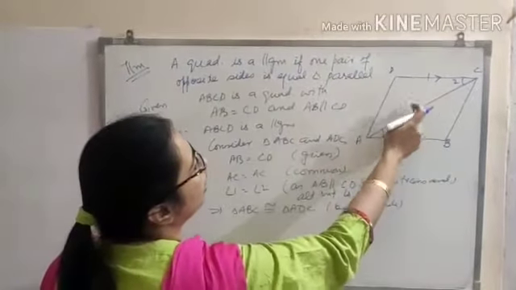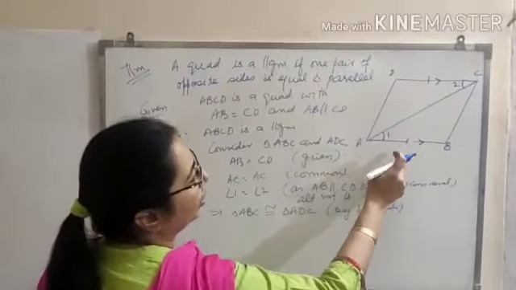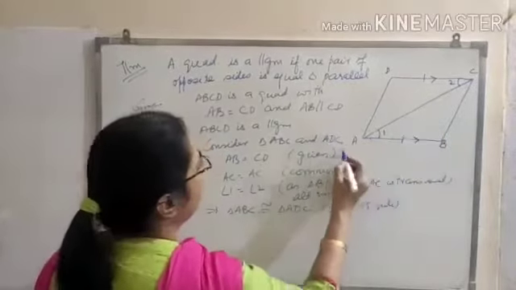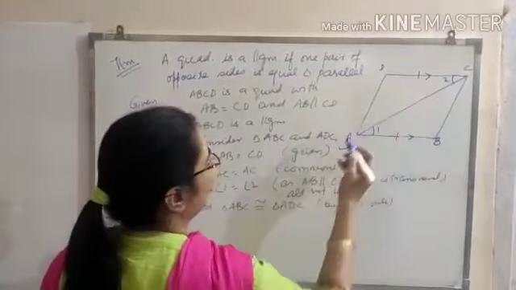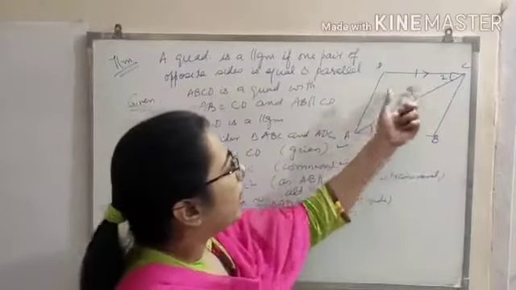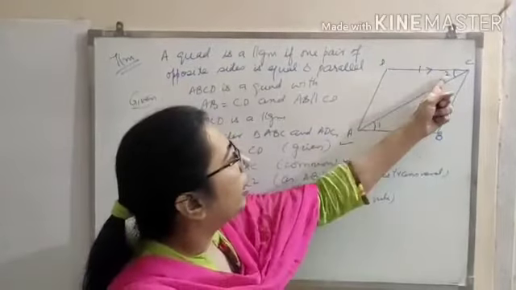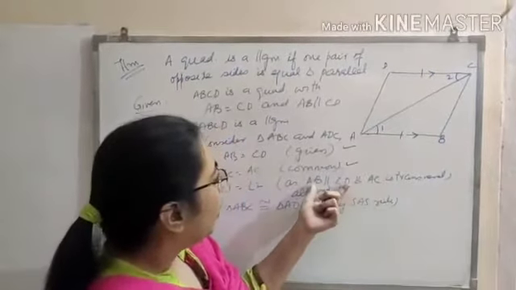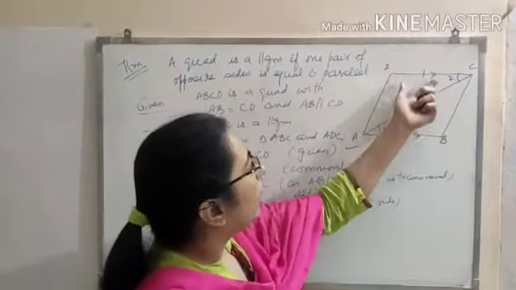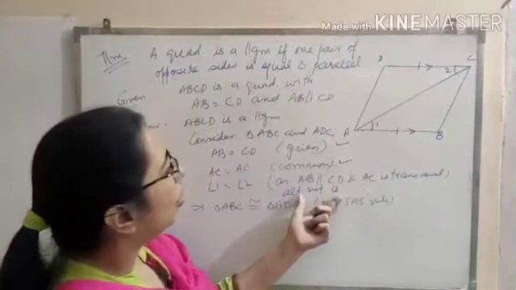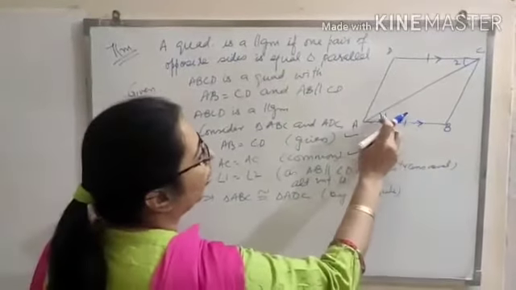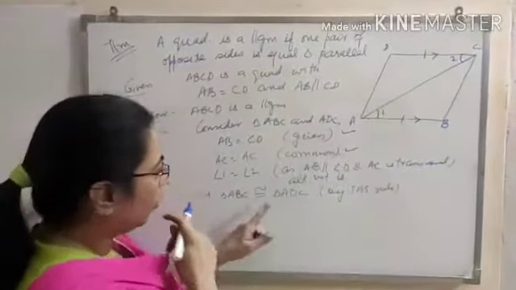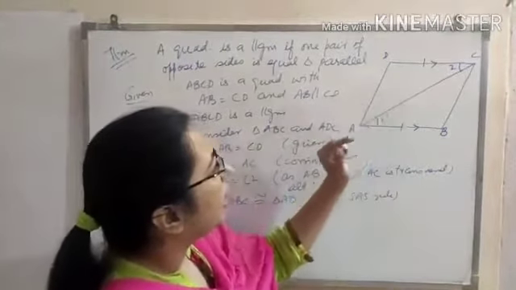Now again we will consider two triangles and prove that they are congruent. AB is equal to CD, given to you. AC is common, and angle 1 is equal to angle 2, because when these two lines are parallel, alternate interior angles are formed. You will write the parallel lines and transversal: AB parallel to CD and AC is transversal. So alternate interior angle 1 is equal to angle 2. So triangles are congruent by SAS rule.